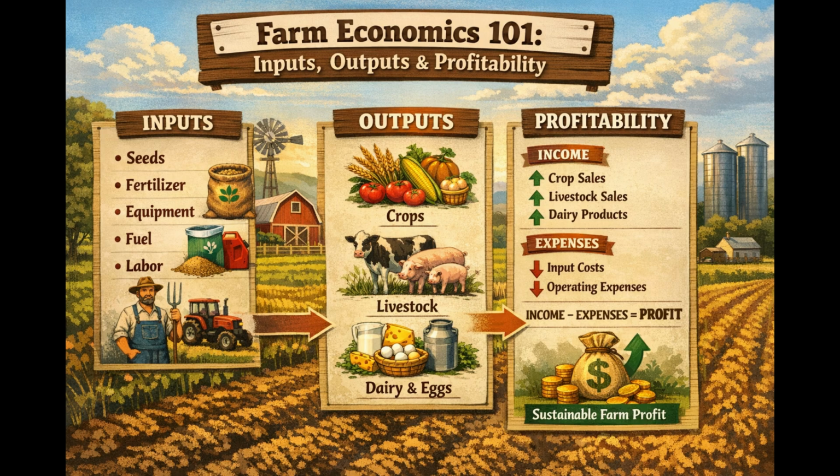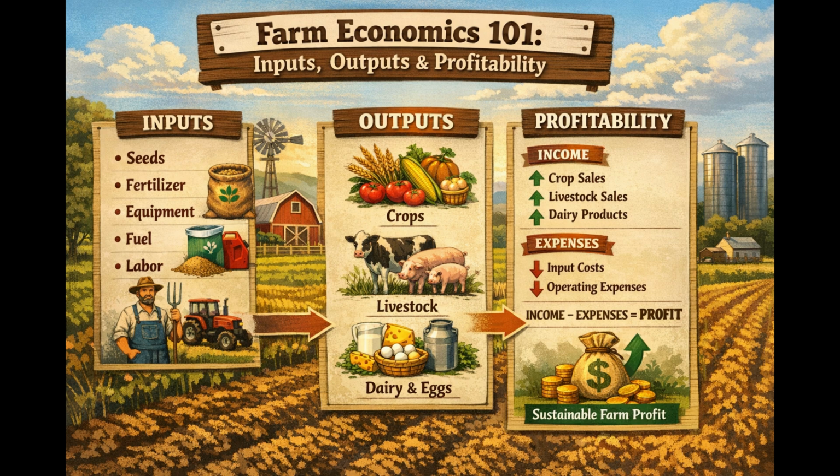The goal of any farm business is to make sure your outputs are worth significantly more than your inputs. That difference, that gap between what you spend and what you earn, that's your profit margin. And in agriculture, margins can be thin. Really thin. So every dollar you can save on the input side or every dollar you can add on the output side matters enormously. Let me give you a real-world example.